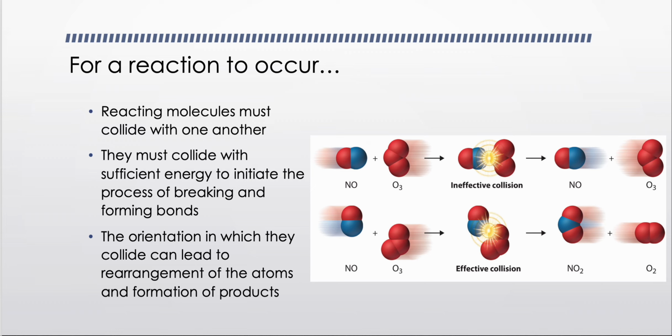Like you could see here, if we're trying to make this nitrogen monoxide molecule and an ozone, if the molecule collision is ineffective, we don't actually make products. We start with nitrogen monoxide and ozone and end that way. But if we were trying to make an NO2 molecule, an oxygen, let's say, we need the correct end to hit that nitrogen monoxide molecule in order to make it turn into its products.